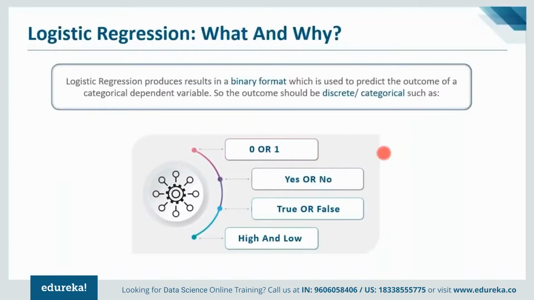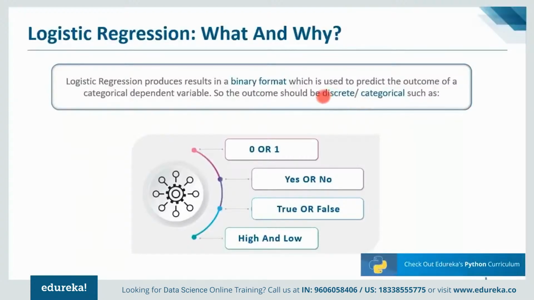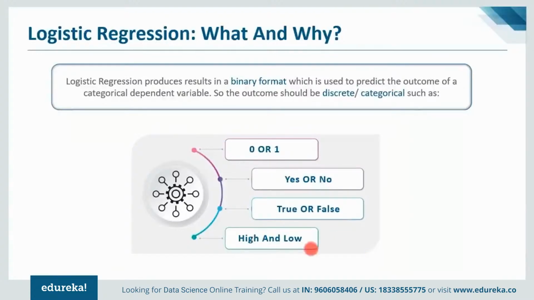Now this algorithm is most widely used when the dependent variable, or you can say the output, is in binary format. Here you need to predict the outcome of a categorical dependent variable. So the outcome should always be discrete or categorical in nature. By discrete, I mean the value should be binary, or you can say you just have two values. It can either be 0 or 1, either yes or no, either true or false, or high or low. Only these can be the outcomes. So the value which you need to predict should be discrete, or you can say categorical, in nature.